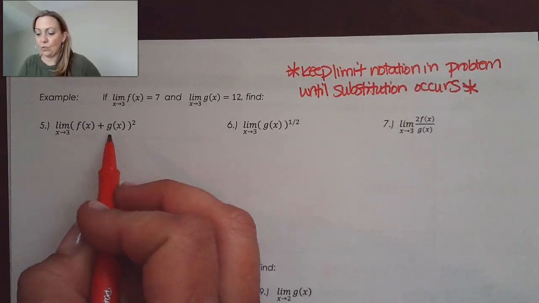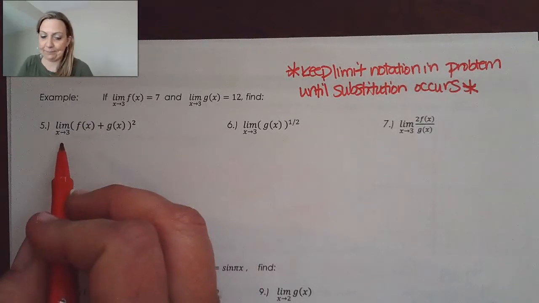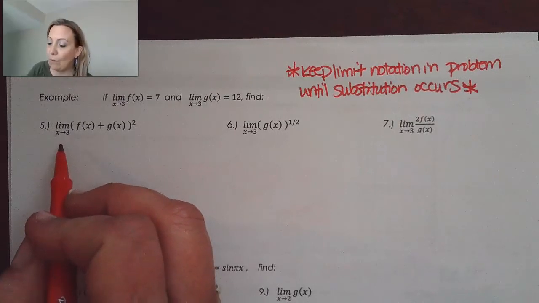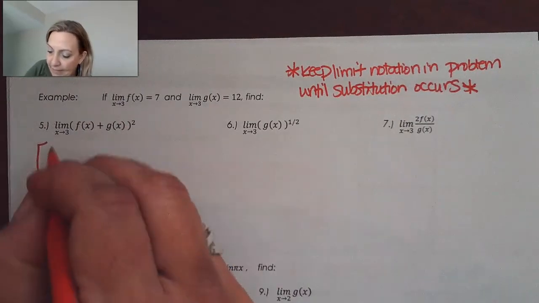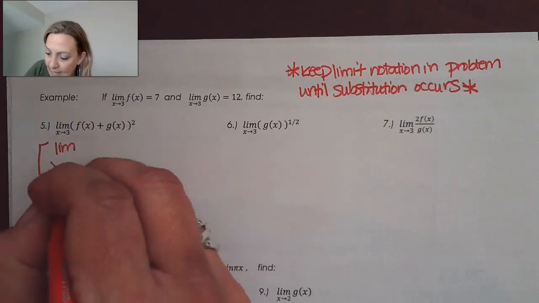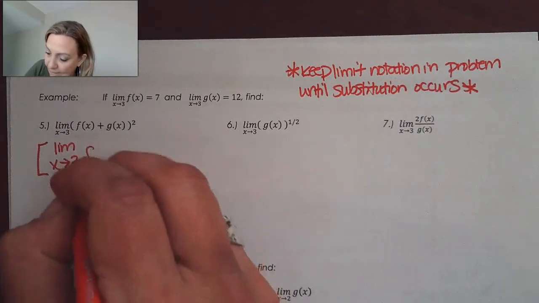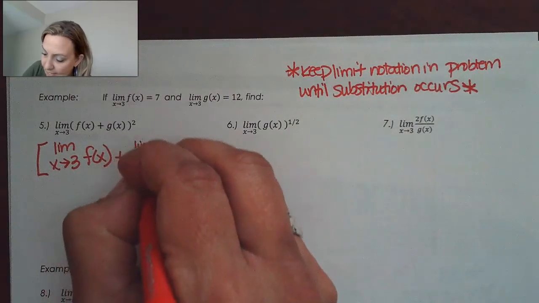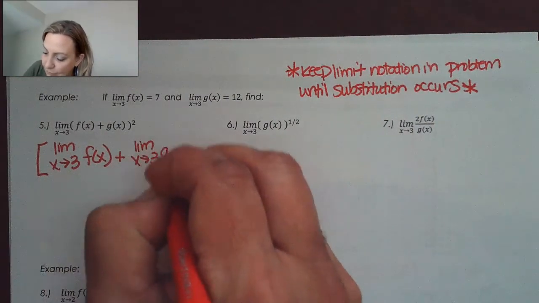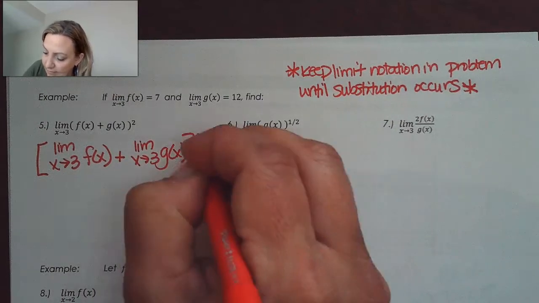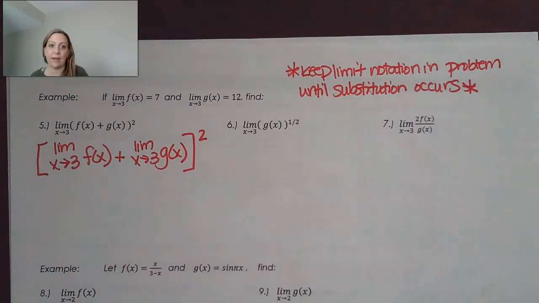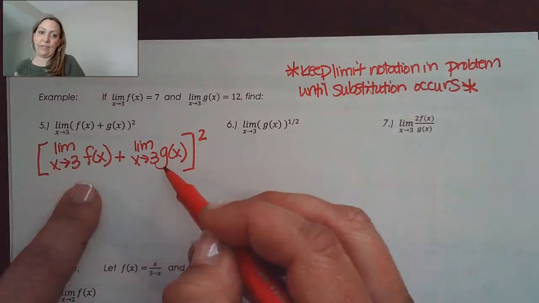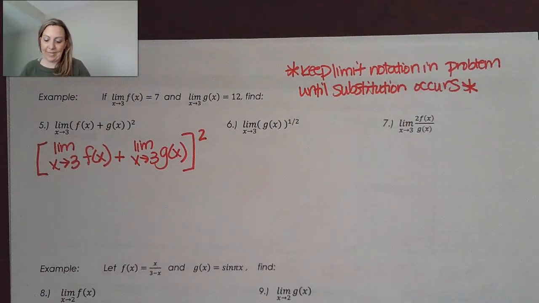Okay, so in number 5, they're asking us to find the limit of f of x plus g of x, squared, when x approaches 3. Well, we can use our properties and think about this as the limit as x goes to 3 of f of x plus the limit as x goes to 3 of g of x, and then we can square that based on all the properties. Okay. So this is me utilizing those properties of limits.